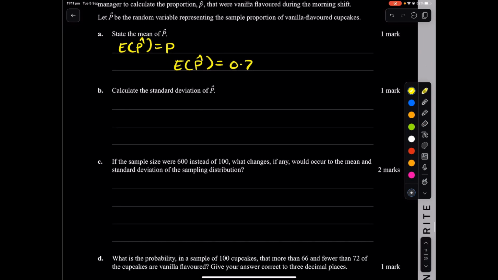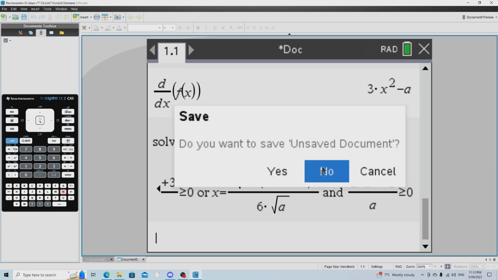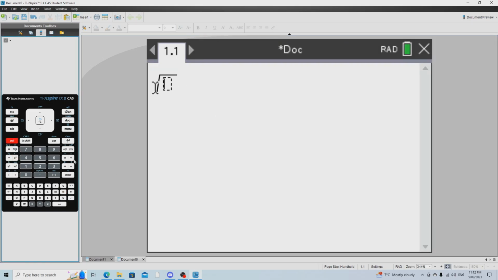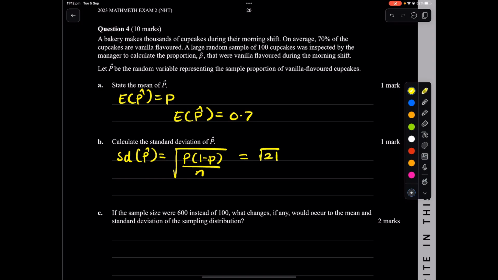Calculate the standard deviation. The standard deviation of the sample proportion, this is all in your formula sheet by the way, is the square root of p(1 minus p) over n. I'm just going to do it on a calculator, it's only 1 mark. We want the square root of 0.7 times 0.3 over 100 cupcakes. It's the square root of 21 over 100.